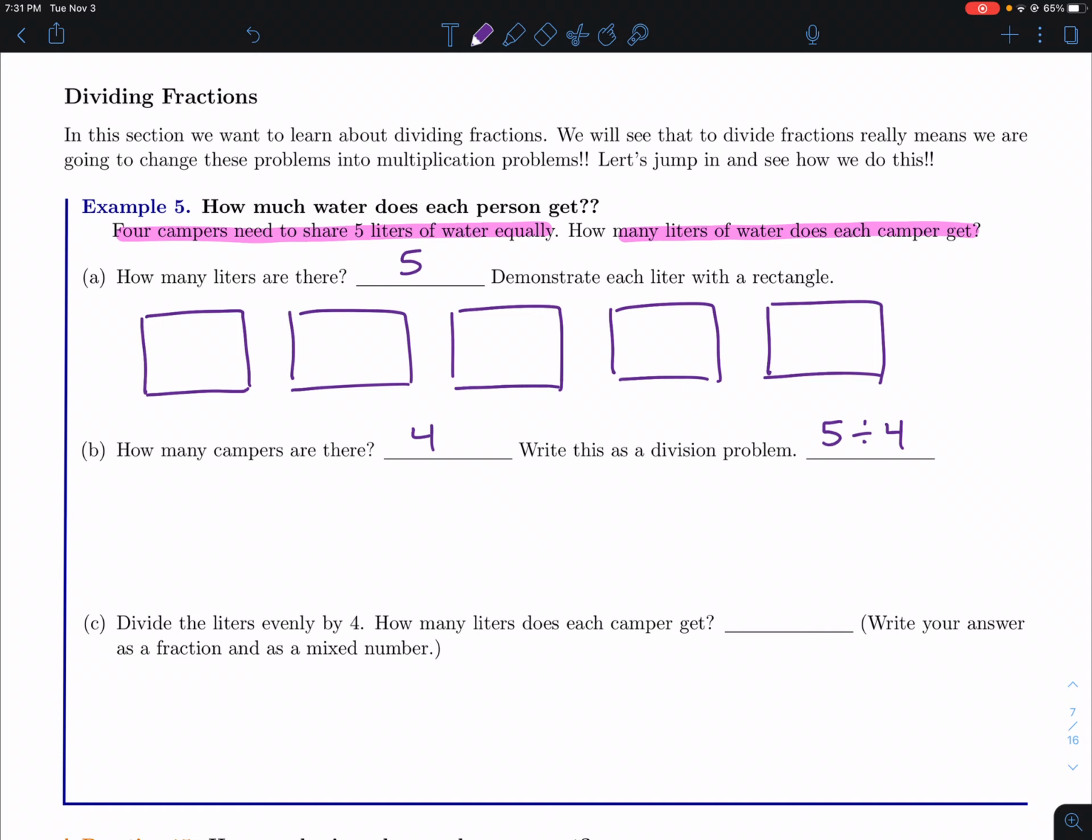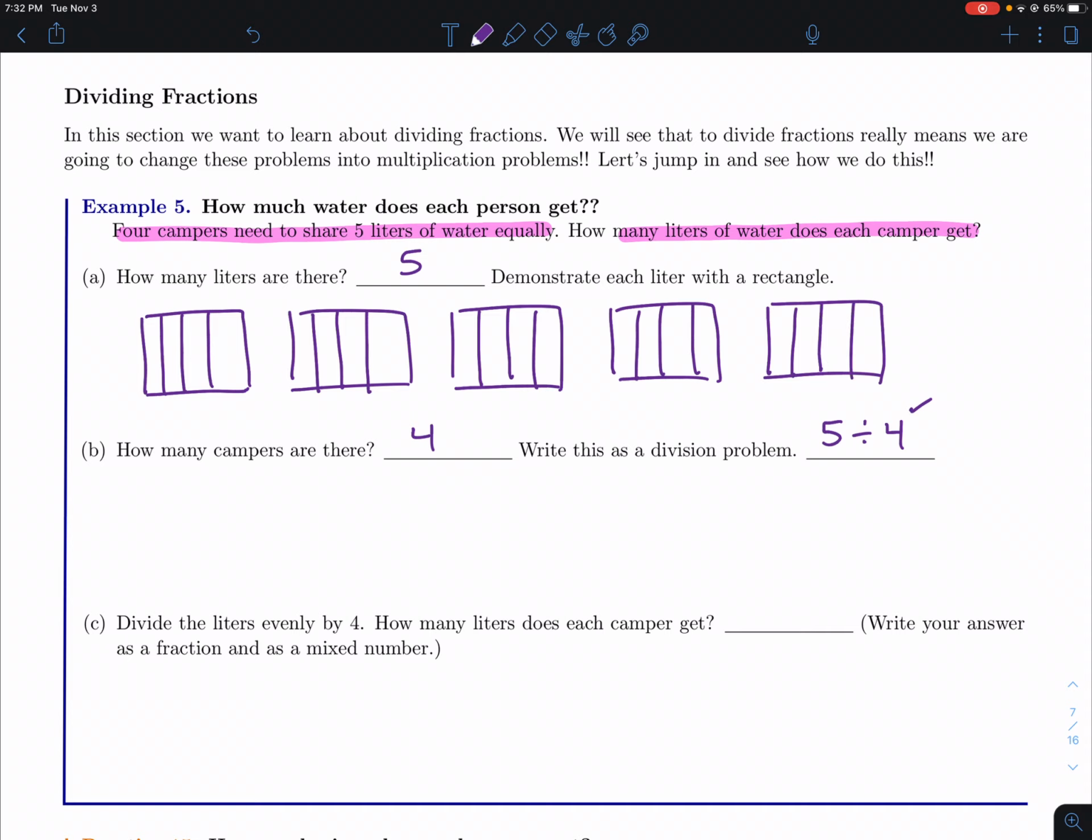How many liters does each camper get? So in this case, the way I like to do this is, since I'm trying to divide each of these up by 4 people, I'm going to take each of these liters and actually kind of divide them up into 4 chunks in this case. Well, that wasn't very good, because they're all uneven, but I'll leave it like that for now. So there's another 4. There's another 4.